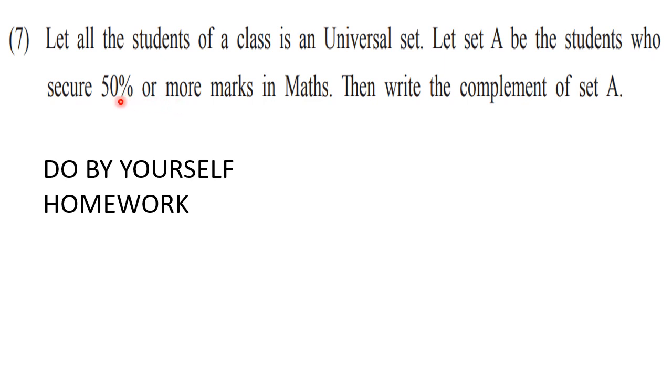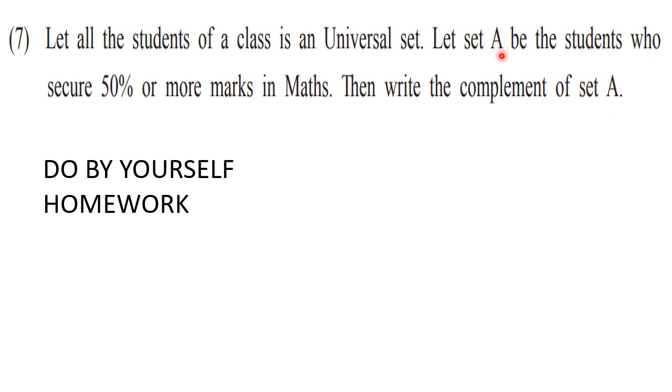50 is included here, 50 or more. And you have to write the complement, which means what? The remaining students from the class. That means the students who have scored marks less than 50%, because 50 we have already taken. So what is the complement of A?